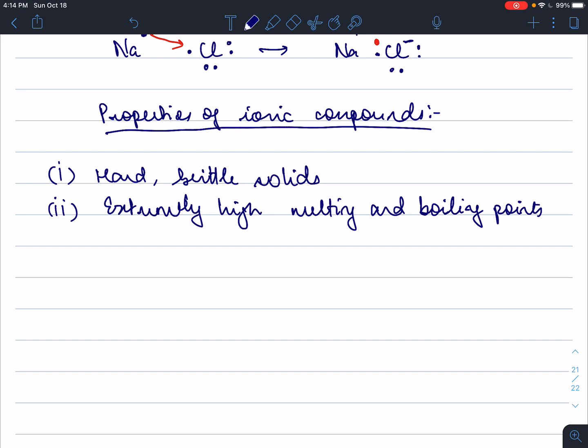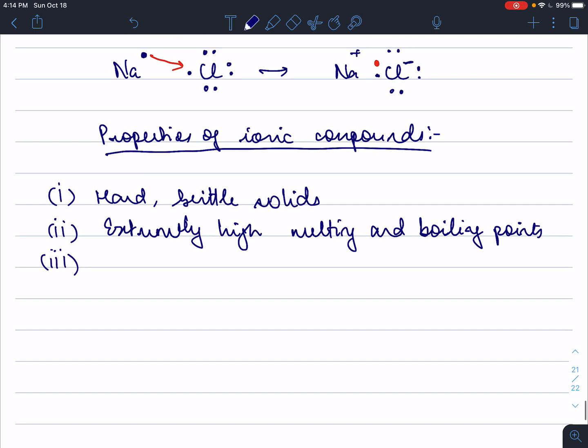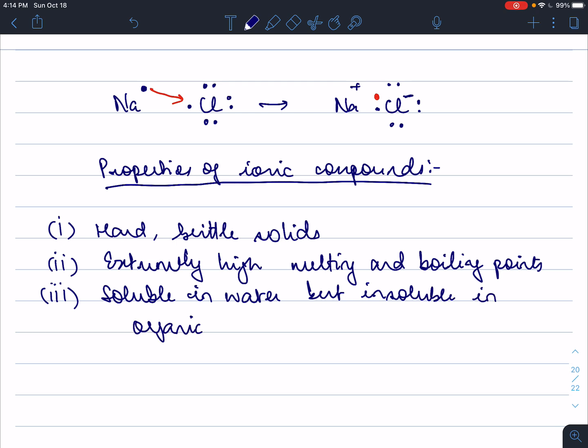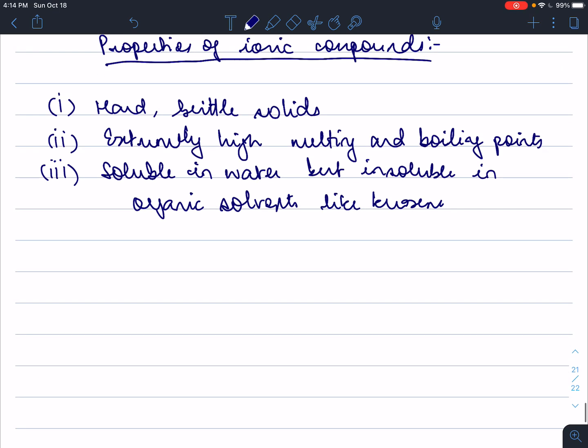So what else? Third one, because they are inherently formed by ions, you have a plus and a minus, they are soluble in water but insoluble in organic solvents like kerosene. Okay? And finally, when they are in solution or when they are molten, they can conduct electricity. When they are solids, the electrostatic forces are so high that they cannot move. And if they cannot move, they cannot conduct electricity.